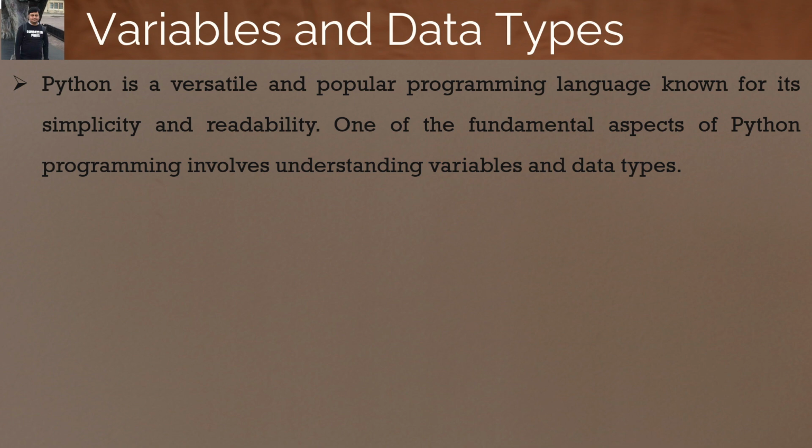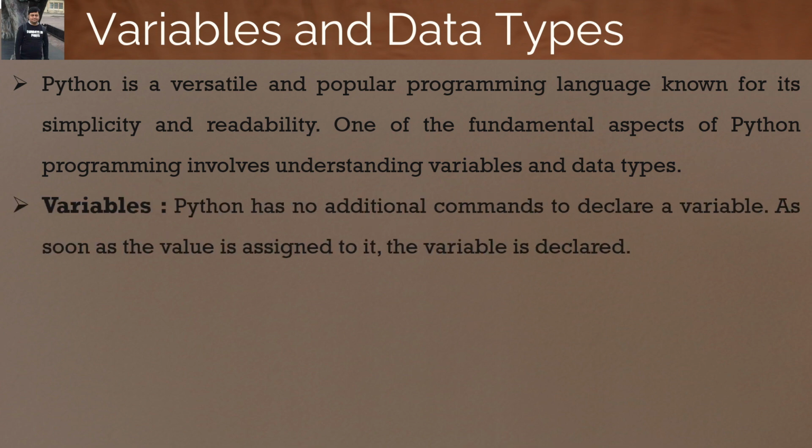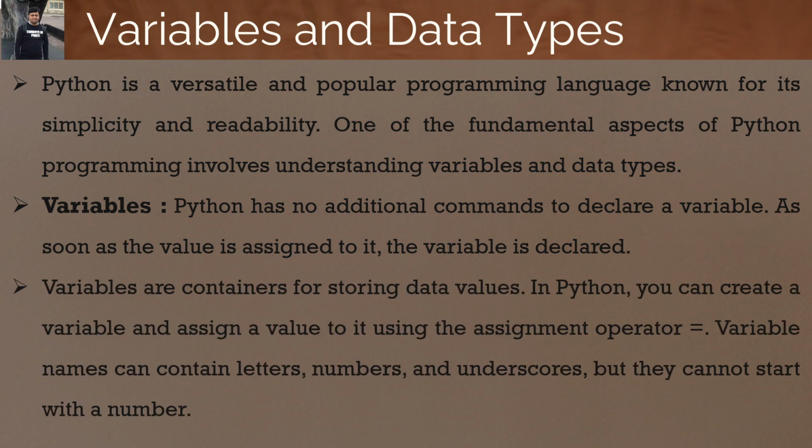Python is a versatile and popular programming language known for its simplicity and readability. One of the fundamental aspects of Python programming involves understanding variables and data types. So what is a variable? Python has no additional commands to declare a variable. As soon as a value is assigned to it, the variable is declared. So a variable is a container for storing data values. In Python, you can create a variable and assign a value to it using the assignment operator equals.